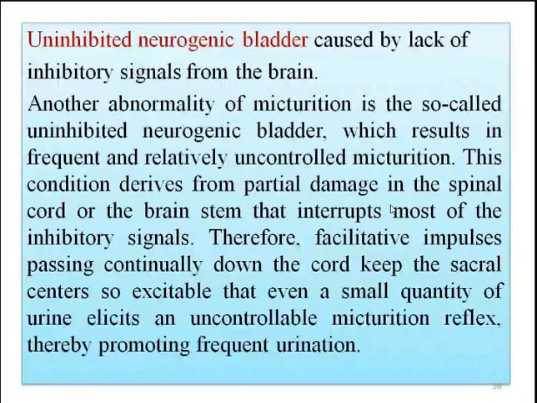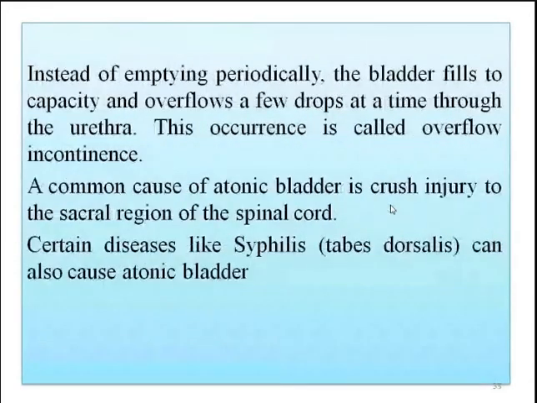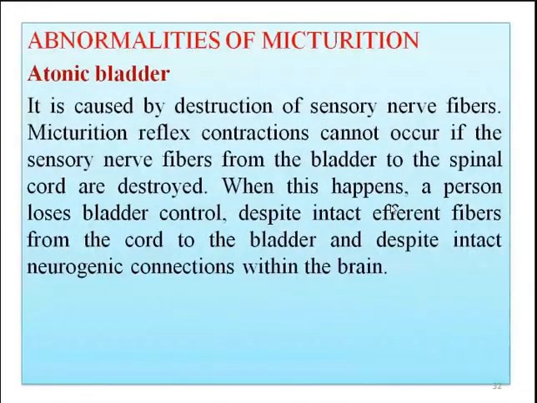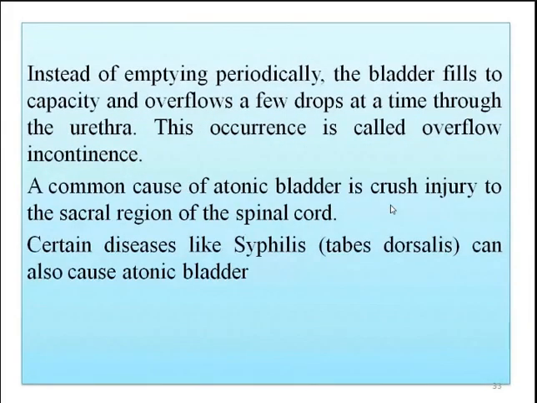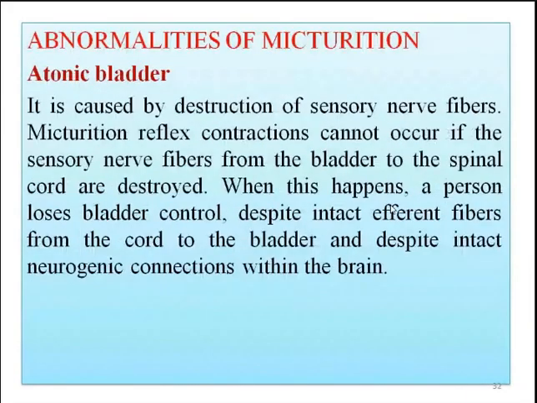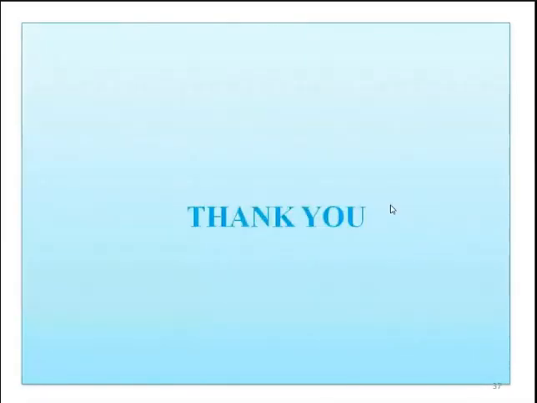So these are the important abnormalities regarding the urinary bladder. One is the atonic bladder and another is the automatic bladder. So we just go through this atonic bladder, automatic bladder, and the difference between the automatic and the atonic bladder may also come. Okay, thank you. This much.